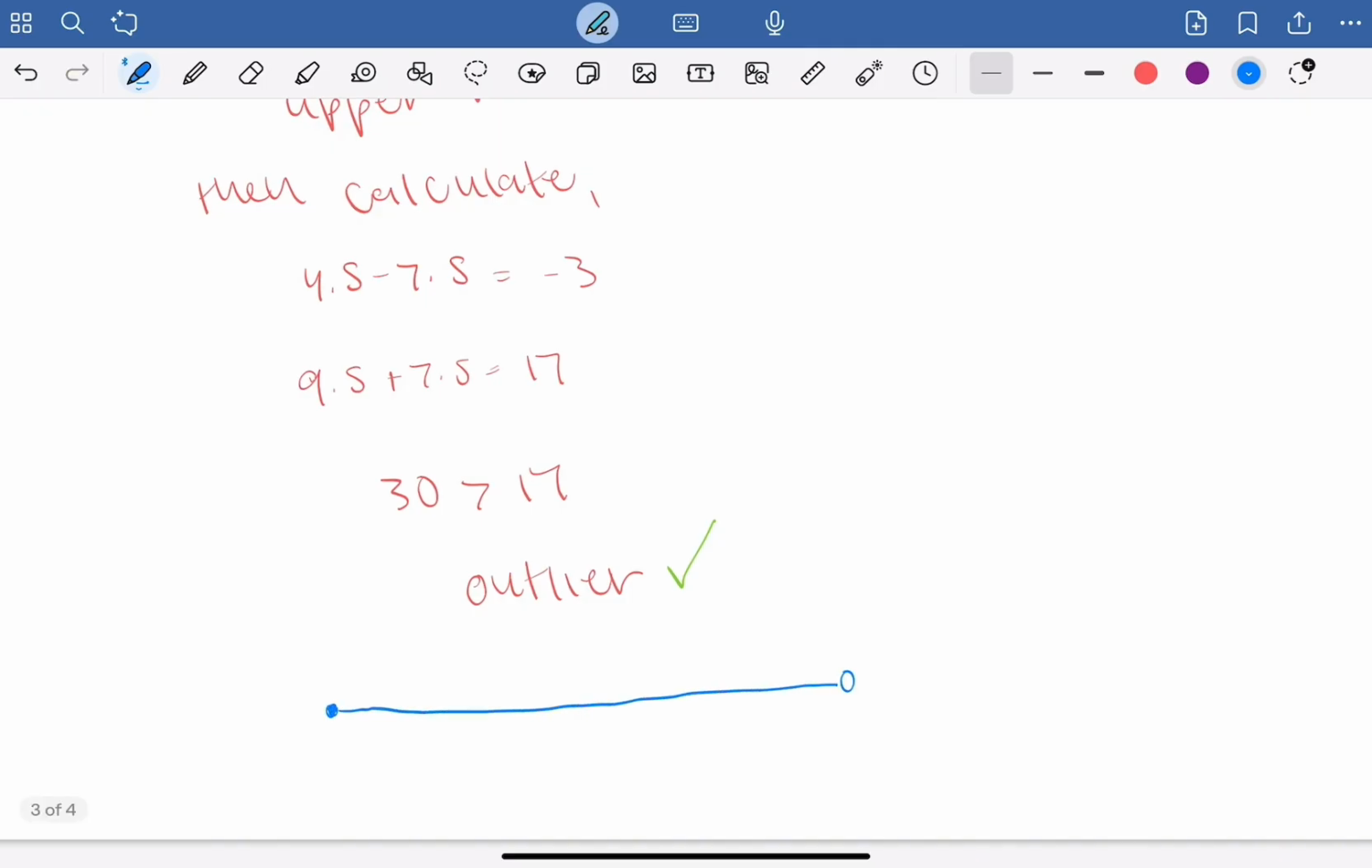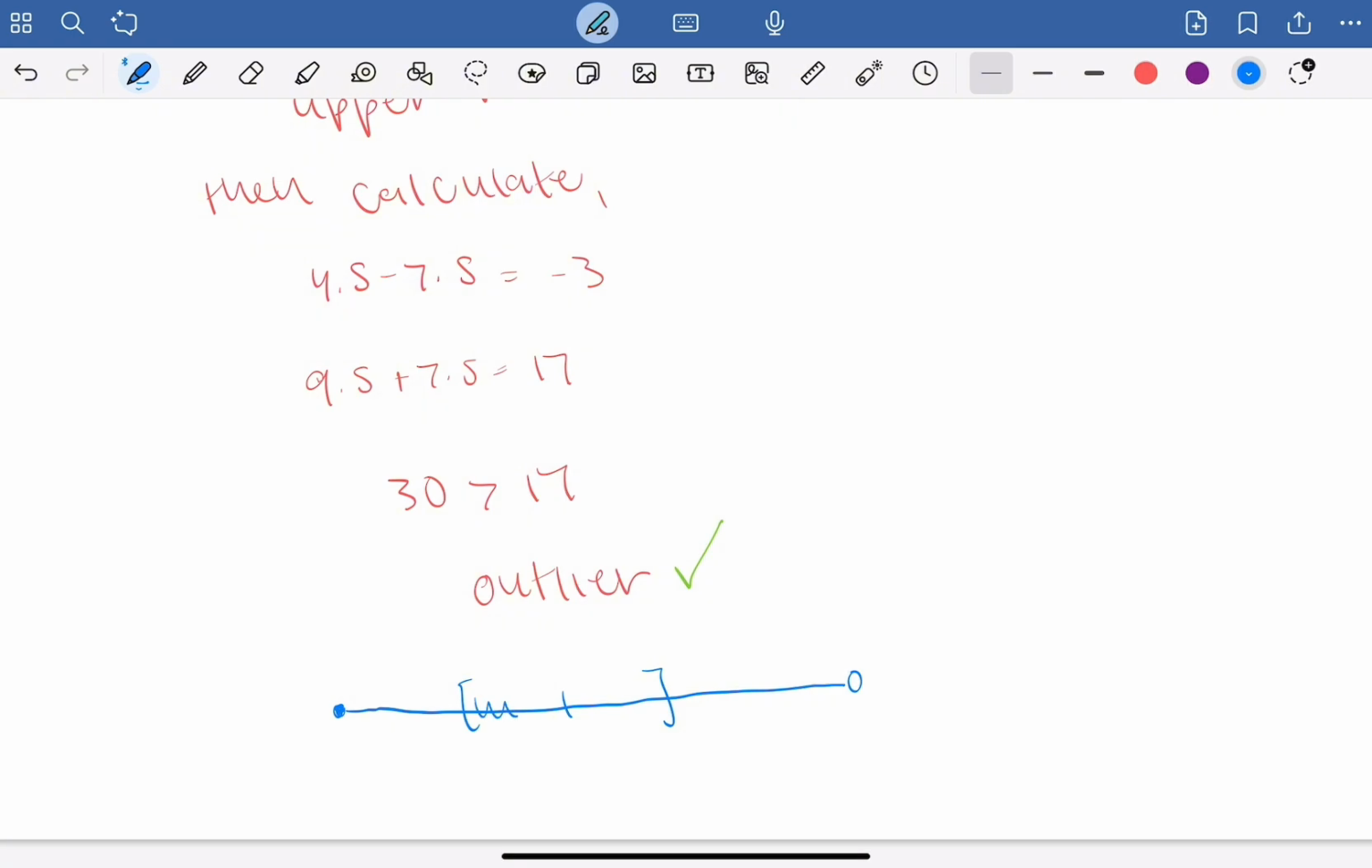Here is another visual of how to see where this outlier fits on the plot.